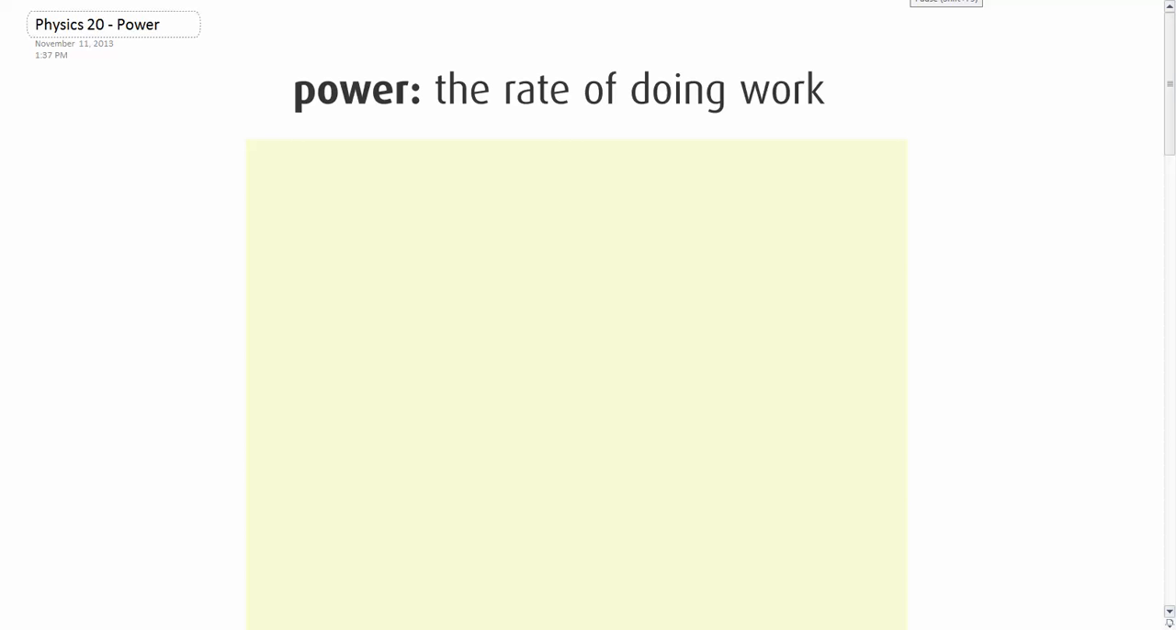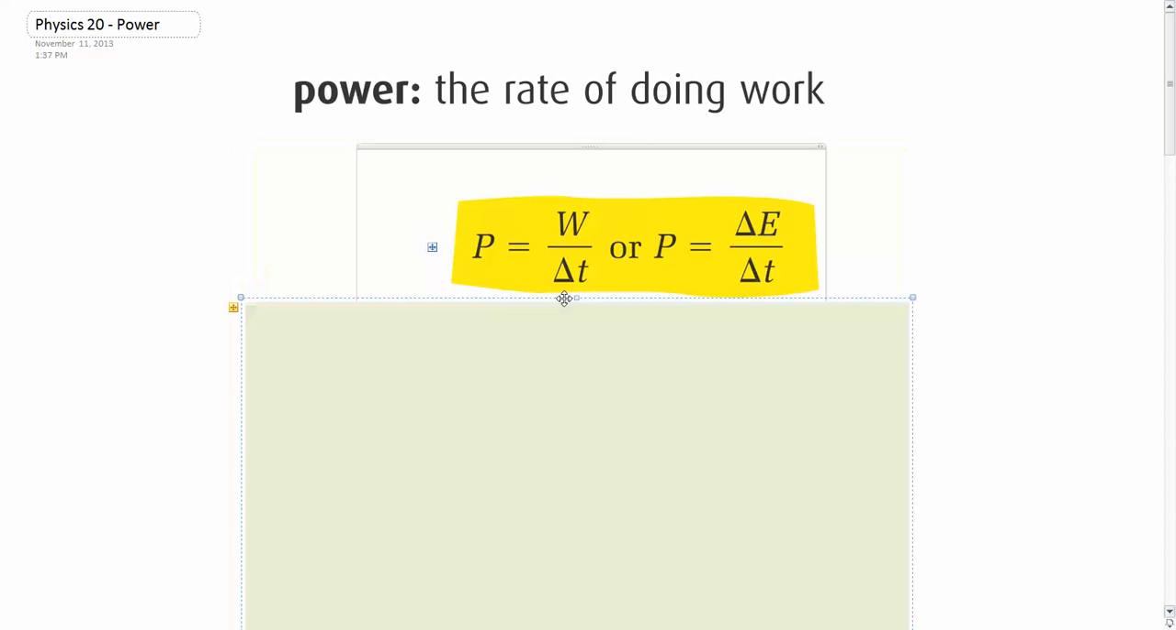So today we are looking at the topic of power, and power is the rate of doing work. If we think of something as a rate, we know that we are talking about something in relationship to time. And so our equation for power is equal to work over time, or power is equal to the change in energy over time. So how much energy did we put in to make a task happen over the time it takes for that task to happen?